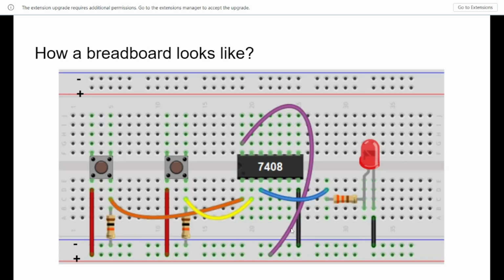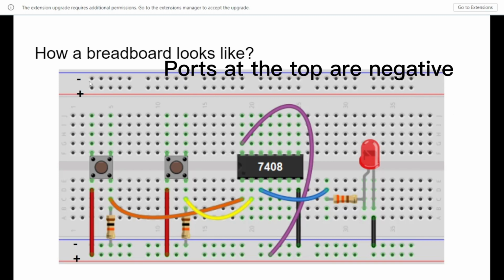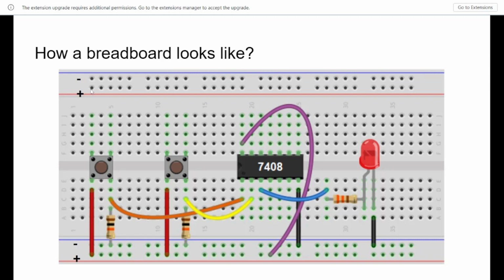How does a breadboard look like? In this subject, you will most likely use a breadboard. So if you haven't used one yet, this here is what we call a breadboard, this white here. And these pins on the top are negative ports, and this one are positive ports. This one here are negative ports, and this one here are positive ports. So let's see, for example, this one. This is a tap switch which acts like a button. This is your wire, and this is your resistor. What kind of connection is this?